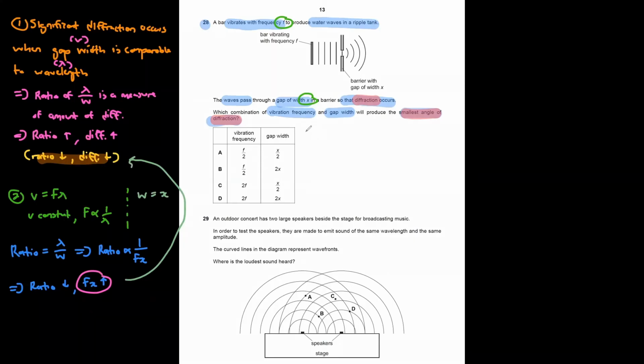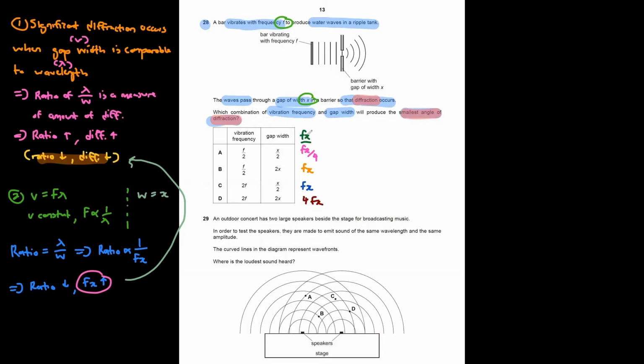Let's just list out the value of fX right next to the table here. For the first row, we have f over 2 times x over 2. We will get fX over 4. And then for the second row, we have f over 2 times 2x. This will give us fX. For the third row, we have 2f times x over 2. This again will give us fX. For the last row, we have 2f times 2x. This will give us 4fX.